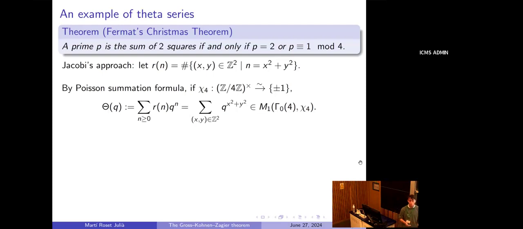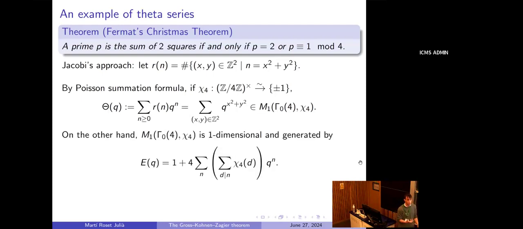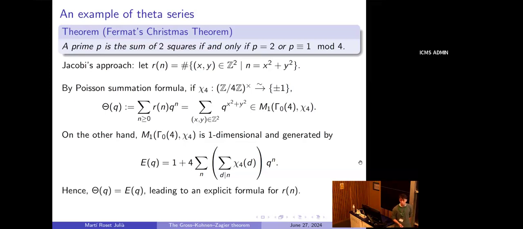But now the idea is to try to use properties of modular forms to deduce things about the r_n's. So the key property is that this space of modular forms is one-dimensional, and the theory of Eisenstein series provides an explicit element in there, which is this E(q), such that its Fourier coefficient of q^n is the sum over the divisors d of n of the value of the character at d. And now we have two elements in a one-dimensional space. So they have to be multiples of one another. And by comparing the constant terms, we see that they are actually equal, leading to an explicit formula for the r_n's. And in this way, we can prove the Fermat-Christmas theorem.